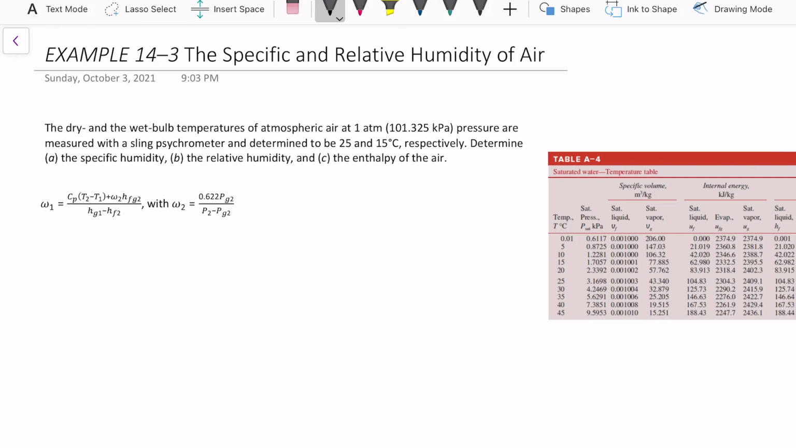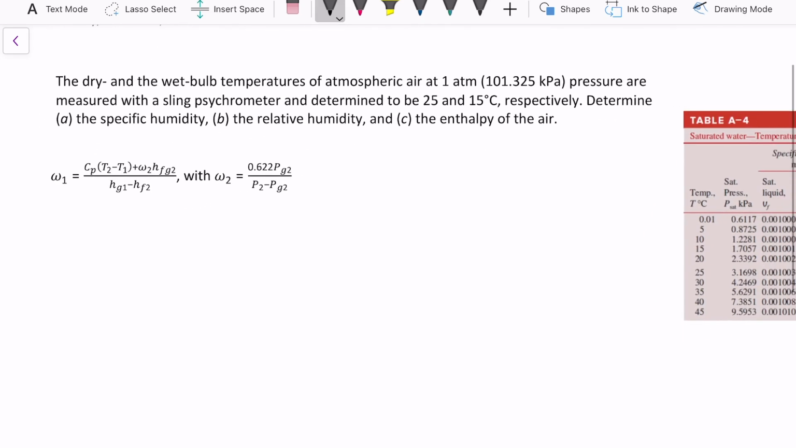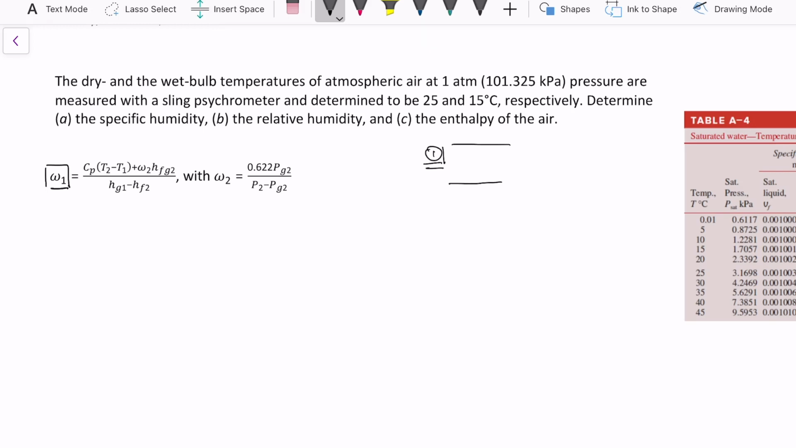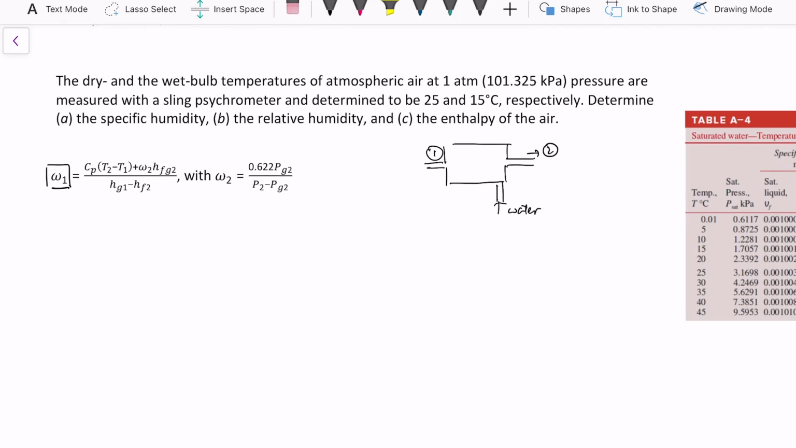So I already listed this equation out here. So that's the one we're going to use. So specific humidity, that's the omega-1 that we need to calculate. Remember that adiabatic process, you have air coming in as 1, here's a liquid supply, and then the air leaves out as 2. So remember that setup. In this case, the dry bulb is the temperature coming in, 25, and the wet bulb is when it's saturated, so that's T2, 15 degrees Celsius. And so then we can just plug into that formula. So let's take a look.